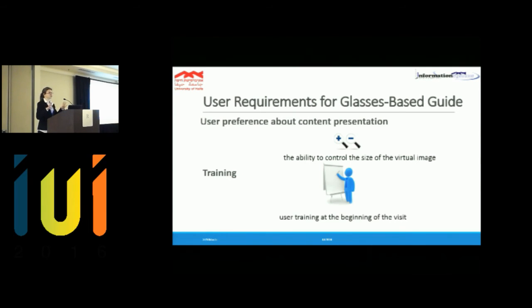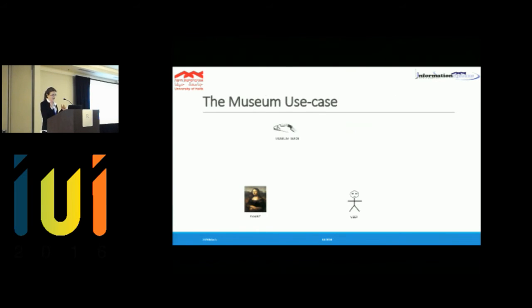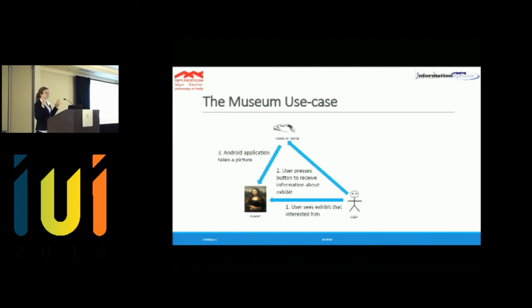In addition to the requirements, we made a prototype, which includes the user who comes to the museum, sees some exhibit, and wants to receive information about this exhibit. The user presses a button on the device to receive some information, but the system should know the position of the user.